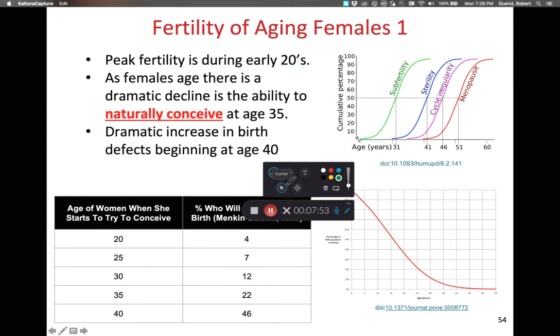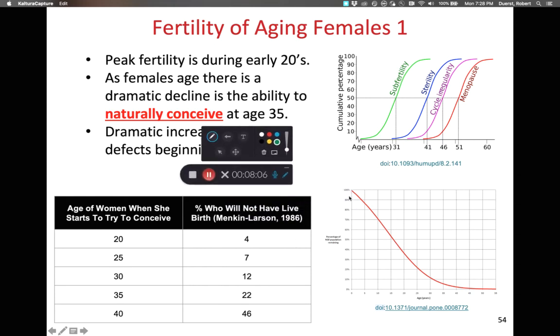So hopefully this data gives you a good idea of how female fertility will change over the course of a female's lifespan. If somebody is hoping to have a child naturally, it's a good idea to try to do that before the age of 35.